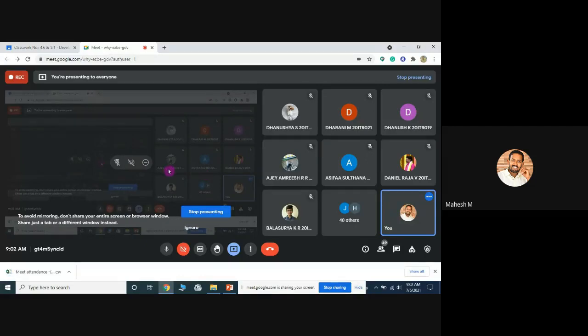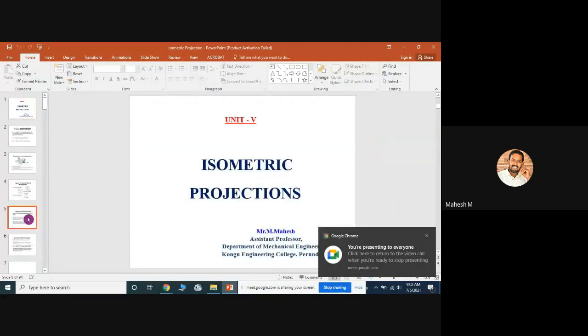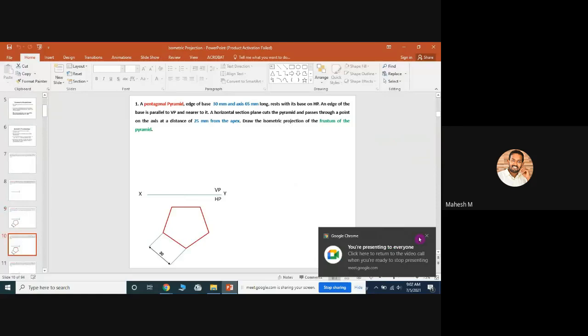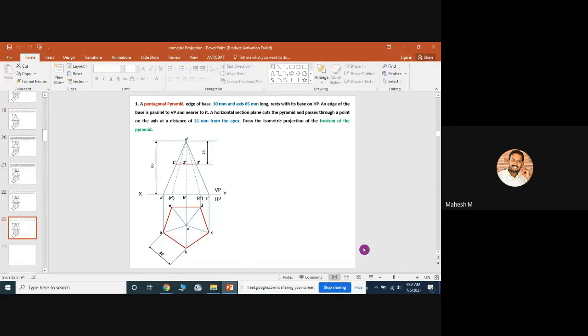Okay. In my last class, I discussed isometric projections. We had an introduction about isometric projection, and we also discussed a problem, but I think that problem was not completed. So I will continue the problem once again. This is our problem: a normal pentagonal pyramid. Here we have a section plane that is a horizontal section plane.